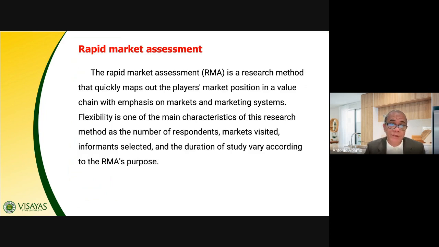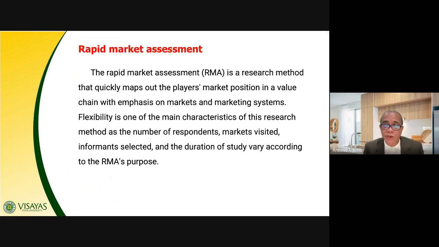So we have discussed the commodity systems approach. We have discussed industry analysis. We also have discussed specifically value chain and supply chain. And this time we will go into this firm-specific or industry-specific assessment tool. We call this market assessment. Now, market assessment or the rapid market assessment, or in short, RMA. Okay. Now, what is RMA?